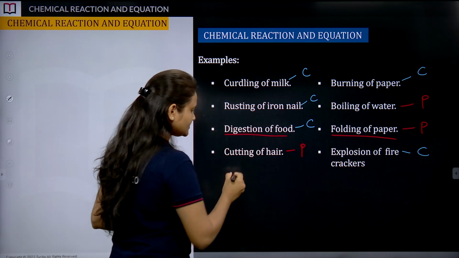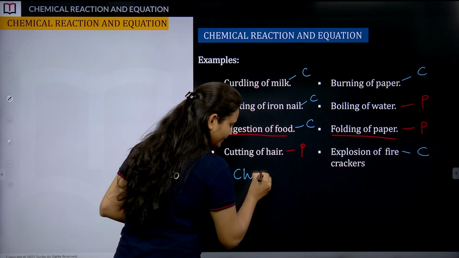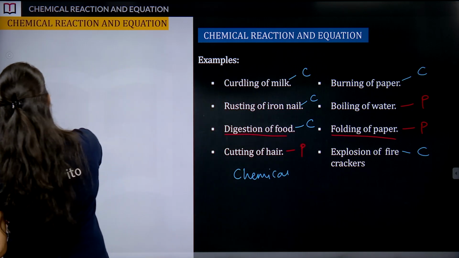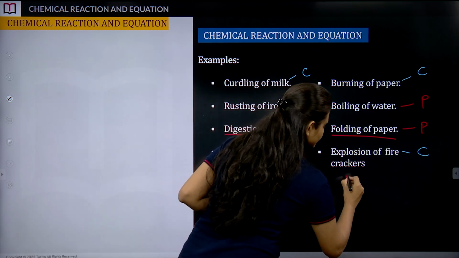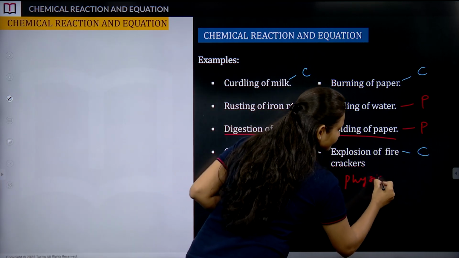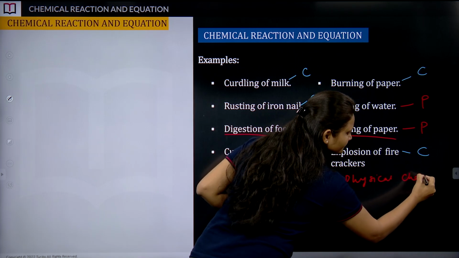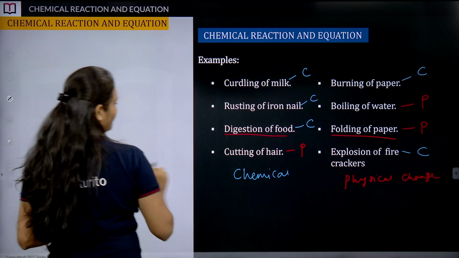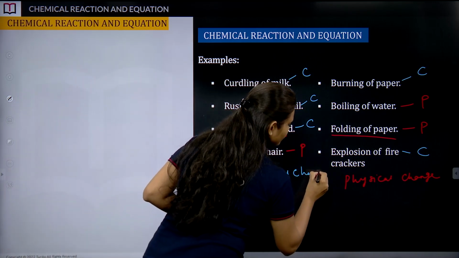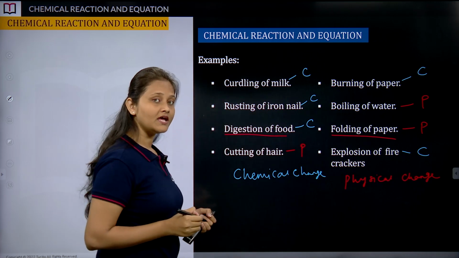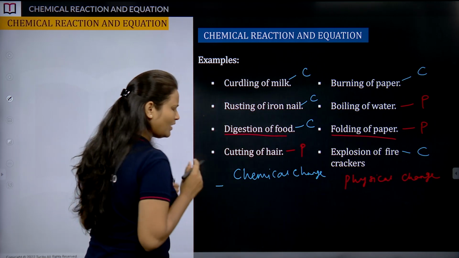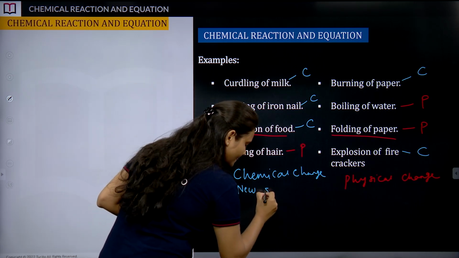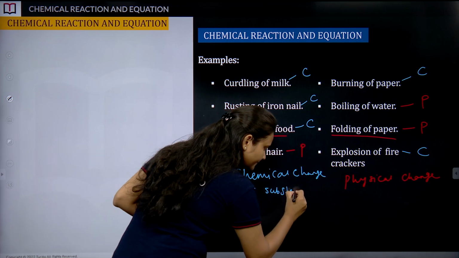So now my question is, how are we going to differentiate between a physical change and a chemical change? This is what your chemical change is, right? So what are those properties which we need to understand? Okay, chemical change, very, very important, there is a formation of new substance. There is formation of what?